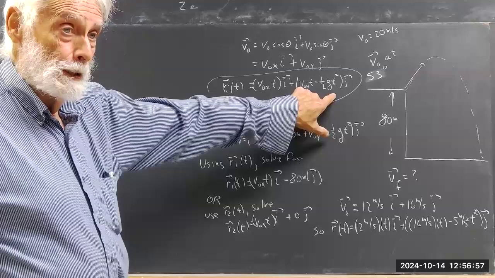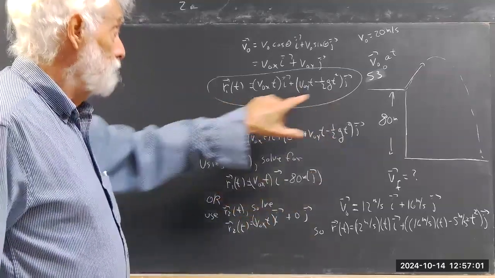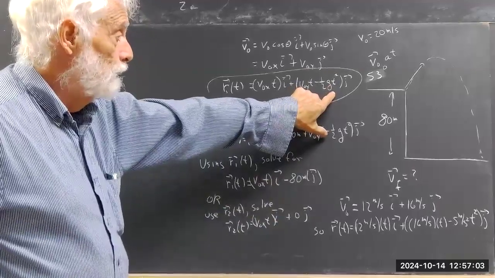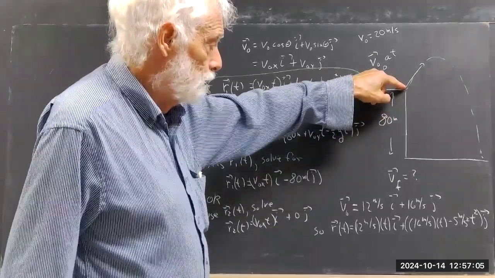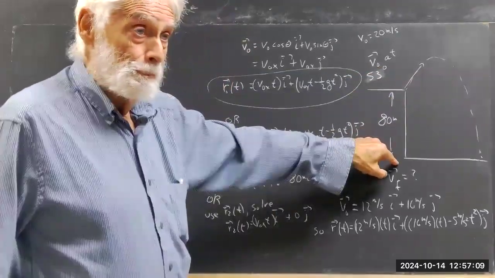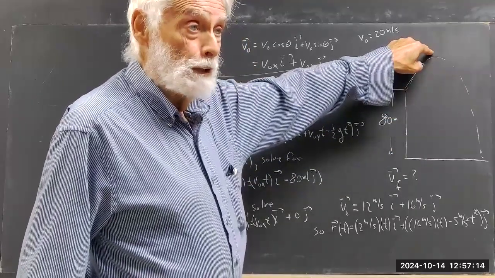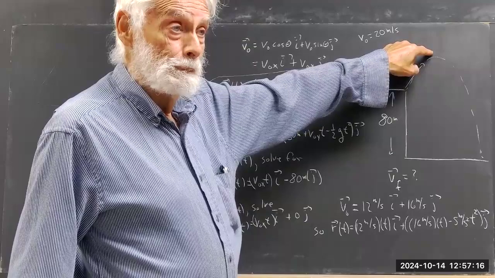Or 80 meters, okay? So if you use this one, the position is going to be negative 80 meters because your initial position is here. Your y position is going to go down 80 meters. And at no point do you have to figure out the top. Although you can very easily once you get the equation.